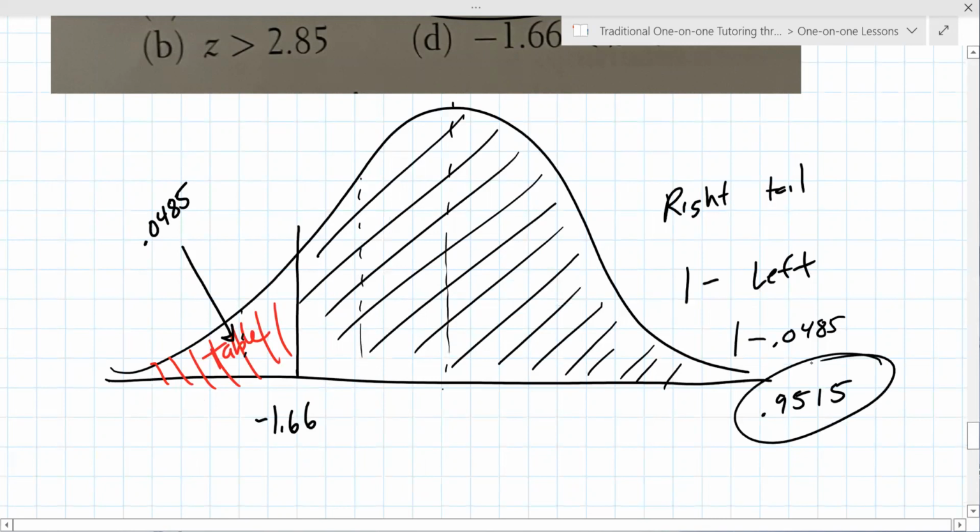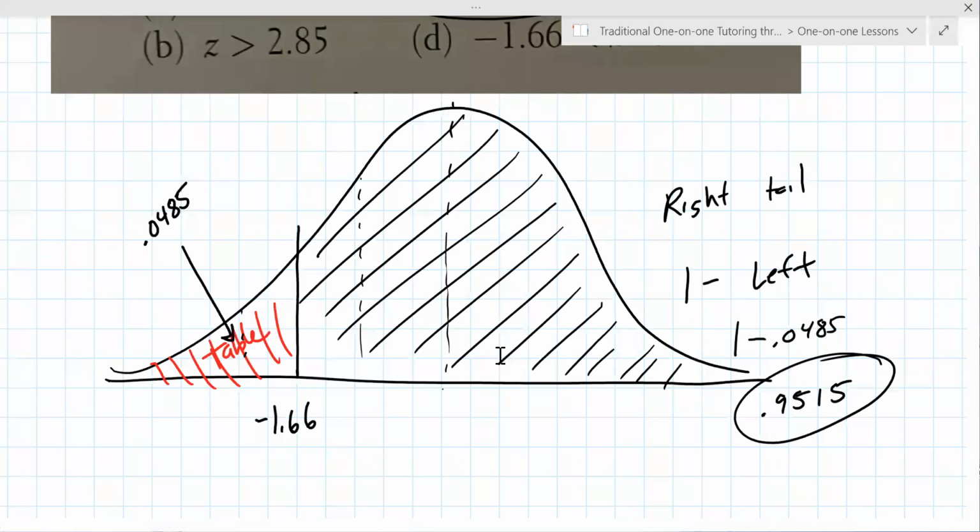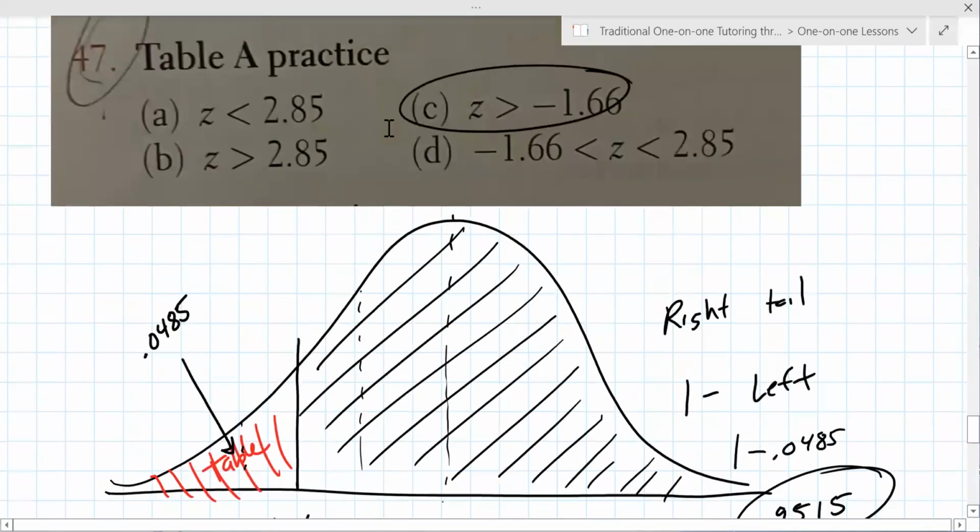Okay, so super critical, right? We did 2 right tail problems and 1 left tail problem. Is the right tail clear how to do? Yeah, you do 1 minus. Okay. All right, so now we're gonna do part D.